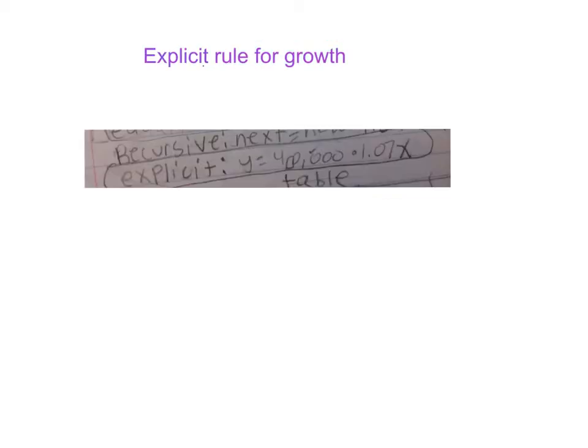This is the recursive rule for growth. If you can't see it, it says now times 1.07 equals next. And the start is 400,000. This is the explicit rule. It says 400,000 times 1.07 to the x.